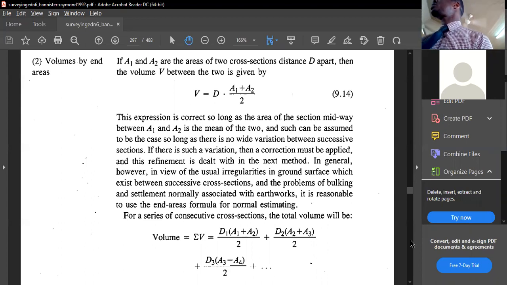Cross sections, D apart. Okay, and areas divided by 2. Is this very accurate? It may not be. Okay, but let's move on.